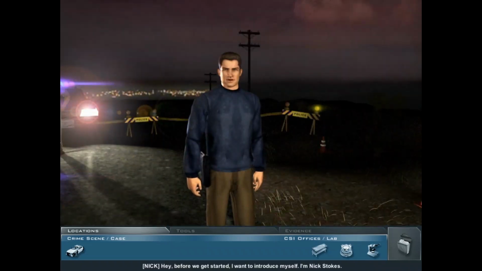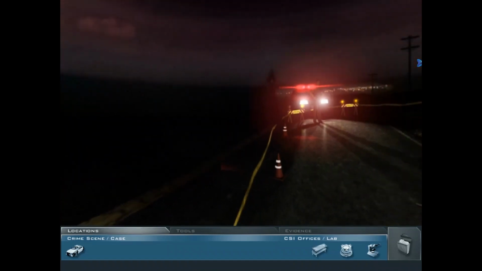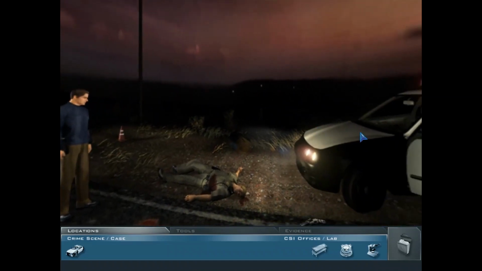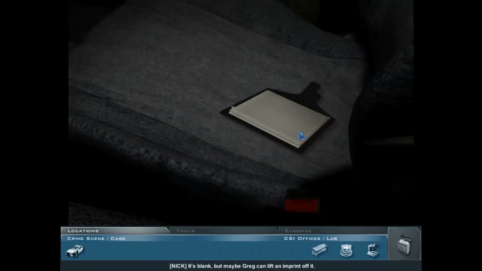Hey, before we get started, I want to introduce myself. I'm Nick Stokes. I've heard a lot of good things about you from Sarah, so let's work quick to nail this creep. They'll be towing this baby away soon, so we need to get to work fast. There could be something important in here. It's blank, but maybe Greg can lift an imprint off it.